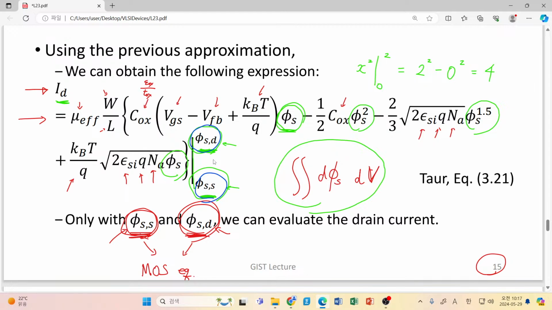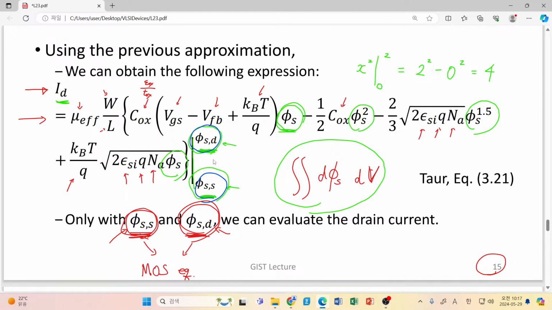Semiconductor engineers are based on this expression, and as you can see, they are not just dull guys. They are doing their best to derive an expression as accurate as possible within reasonable assumptions. Okay, so that was the end of today's lecture.